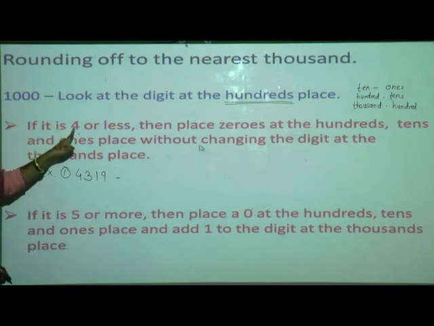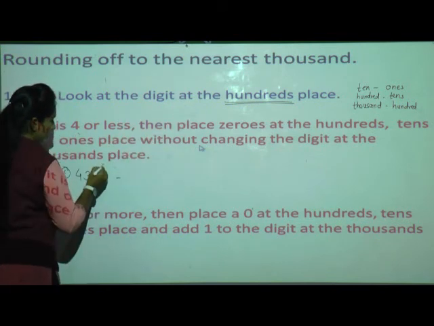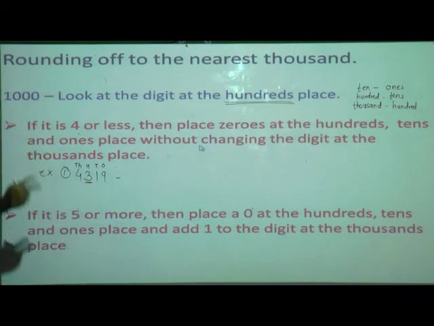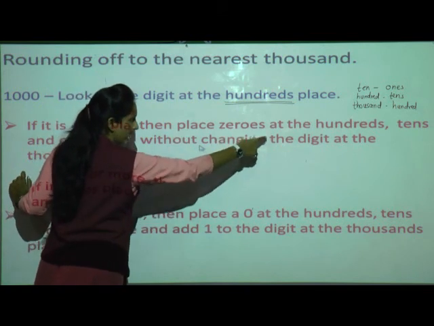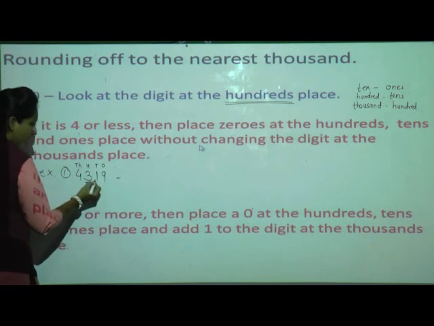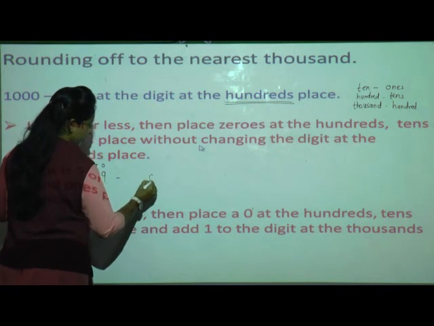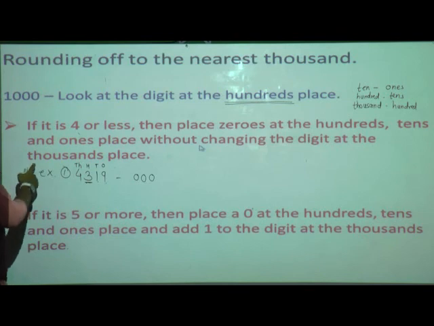If it is 4 or less, first look at the digit at the 100 place. Let us see what our 100 place is in this number. In the 100 place, 3 is there. Then if it is 4 or less, of course it is less than 4. Then what to do? Place zeros at the hundreds, tens and ones. See, 100, tens and ones. What do we have to do? Place zeros, without changing the digit at the thousands place.